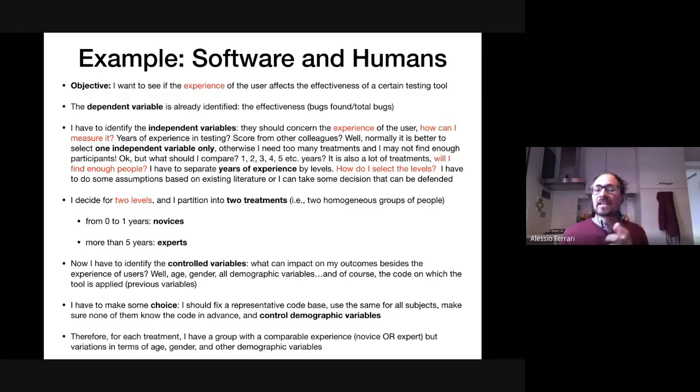Think about that. Of course, if you have people that have between 2 and 4 years of experience, and these are candidates for your experiment, you cannot use them. You cannot involve them.